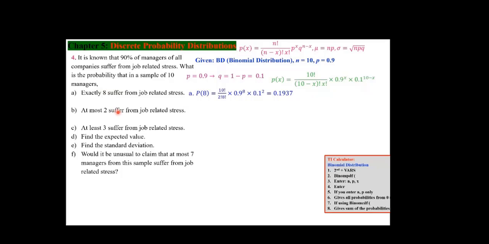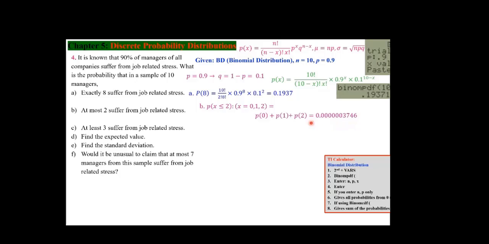At most 2 suffer from job-related stress. At most 2, the same as the previous page, x is less than or equal to 2. By the way, if you go with the TI calculator, you get the answer. Notice binomial PDF 10, 0.9, 8. Here's the answer. At most 2, you need to calculate the 0, 1, and 2 and add them up. In this formula, replace the x with 0, replace the x with 1, replace the x with 2, add them up, and it's almost 0.